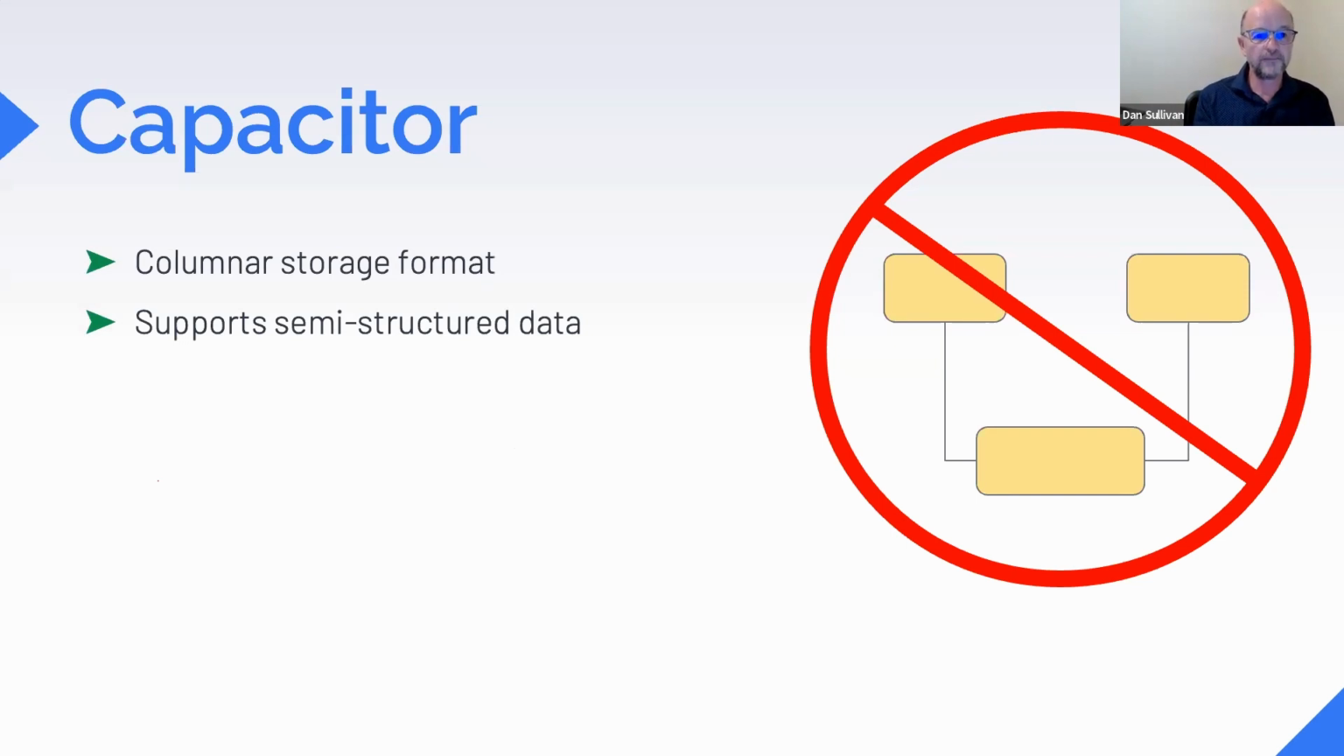Now, there are other columnar storage formats, but there are some features of Capacitor which lend themselves especially to the way BigQuery is designed. It supports semi-structured data, so we can have record structures and arrays within our columns. The nested structures are very similar to JSON. We can structure those hierarchically within BigQuery, within a column. And we can have repeated fields, so we can have arrays, essentially.